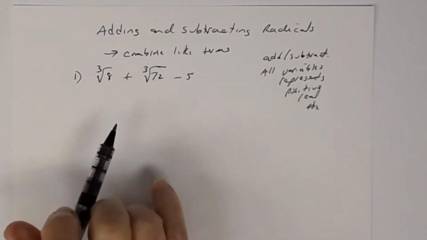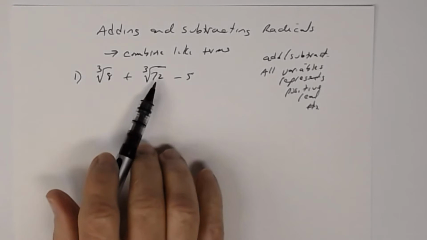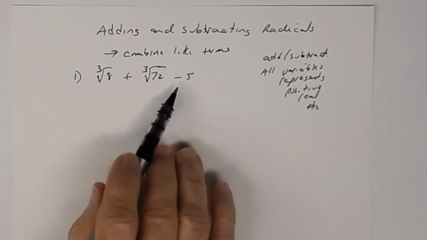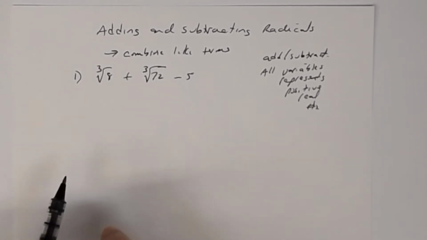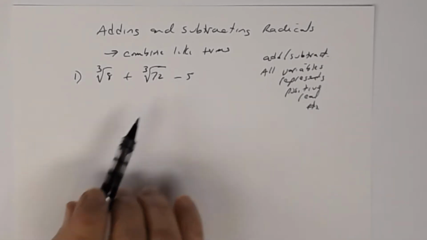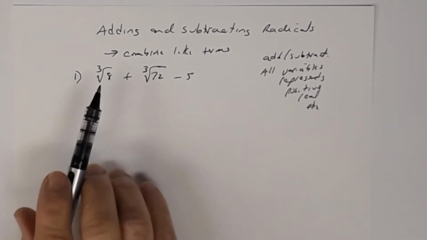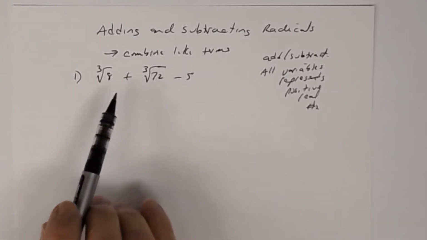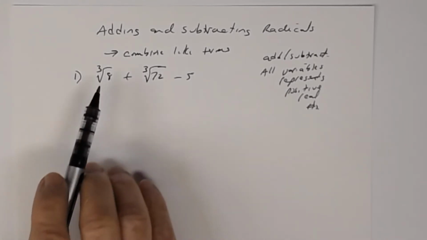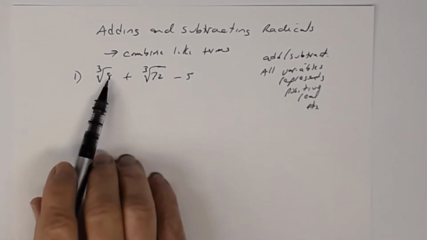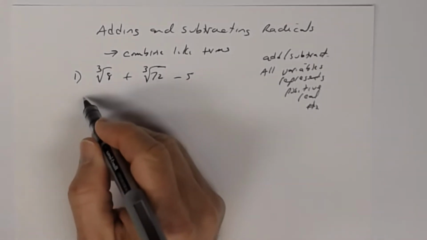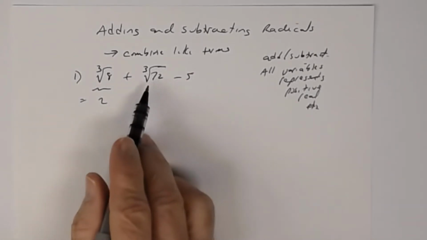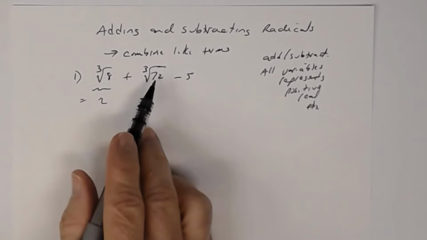Okay, so first thing, if you notice right off the bat, none of these terms are like terms. This is 8, this is 72, the radicand, and this right here is just a constant. It's not even written as a cube root. So you have to make sure that you simplify all radicals first. Let's talk about the cube root of 8. We know that 8 is a perfect cube, and the cube root of 8 is 2, because 2 times 2 times 2 is 8.